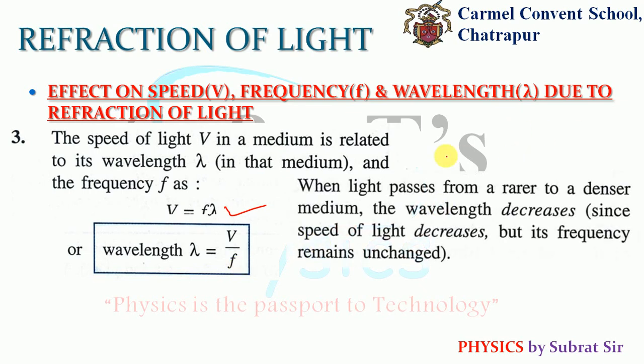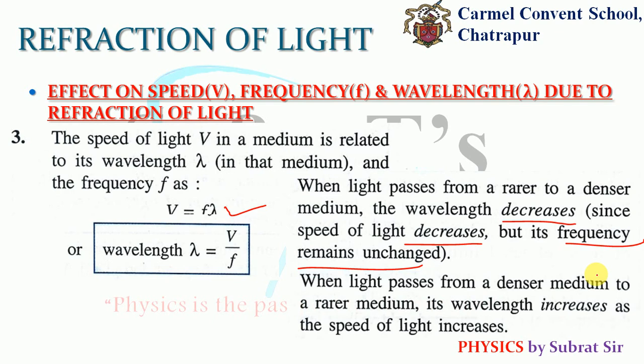When light passes from a rarer medium to a denser medium, the wavelength also decreases, since the speed of light decreases, but the frequency remains unchanged. And when light passes from a denser to a rarer medium, the wavelength increases due to the increase in speed of light, and here also the frequency remains unchanged.